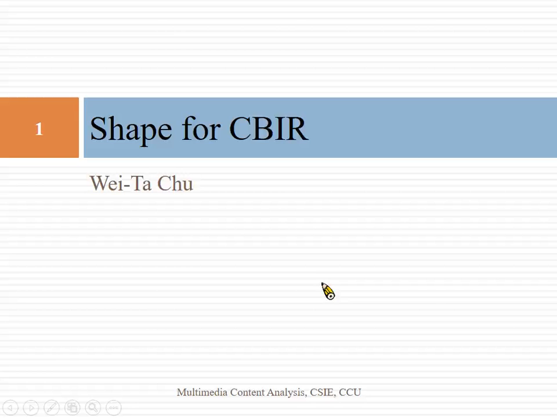In addition to color and texture information, for some specific content-based image retrieval problems, we can also use shape information to do retrieval. So in the following materials, we will introduce two simple types of shape features. Although shape features are not quite popular recently, we can still learn some ideas from the proposed shape features.